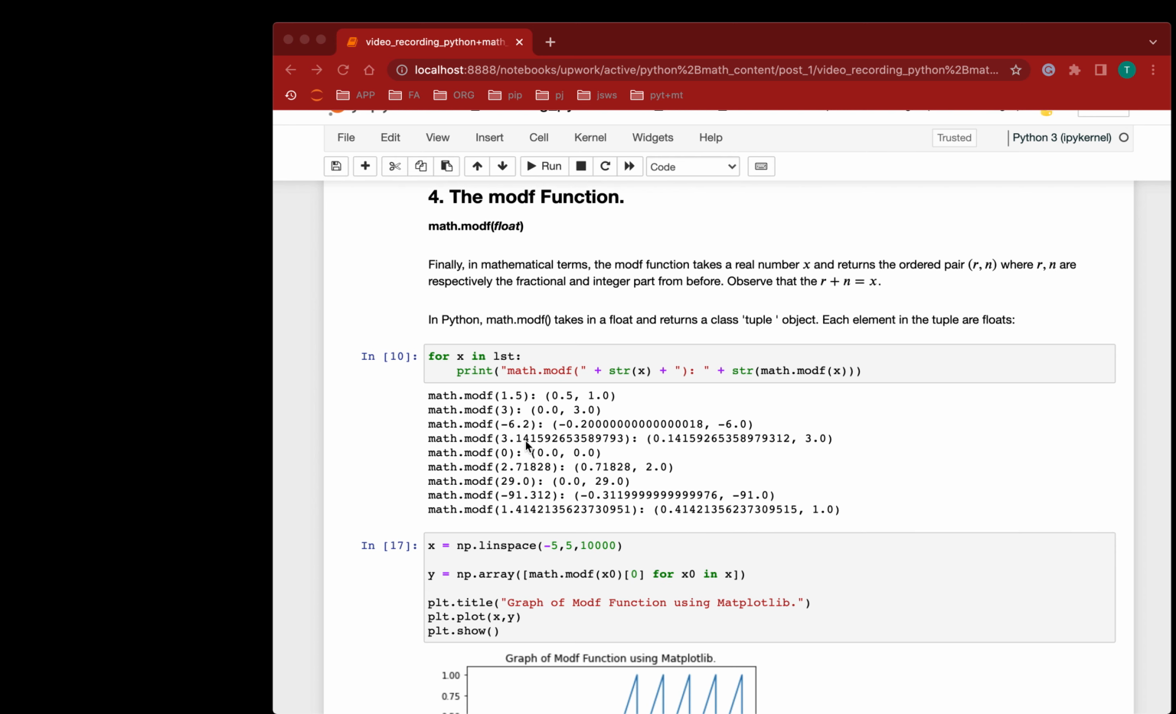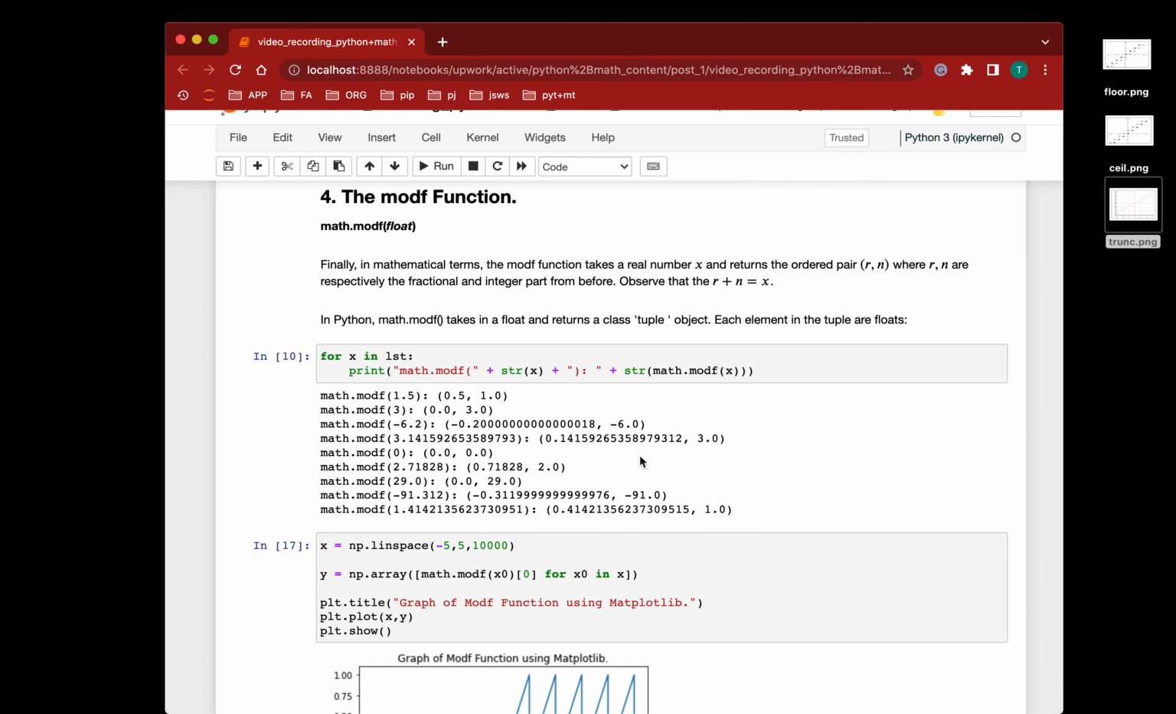Let's go on to our last function, the modf function. This is also not part of the standard mathematical toolkit, I guess, but in Python it's still there because it can occasionally be useful. And what it does is very simple. It just outputs the fractional part and the integer part as a list. So let's take a look.